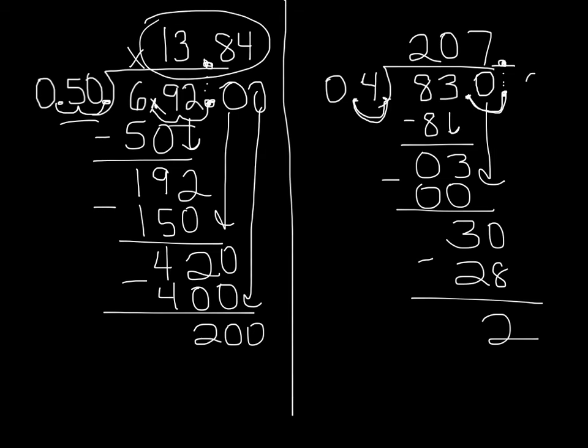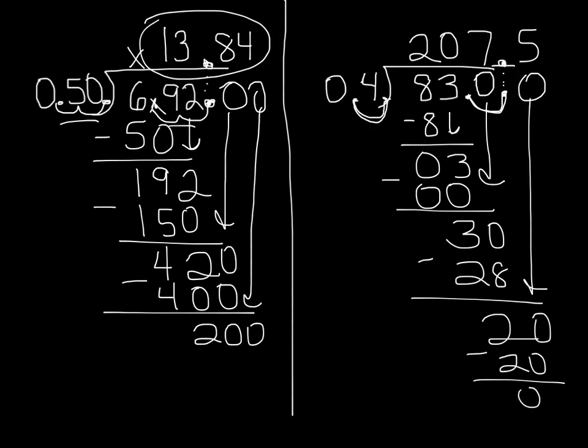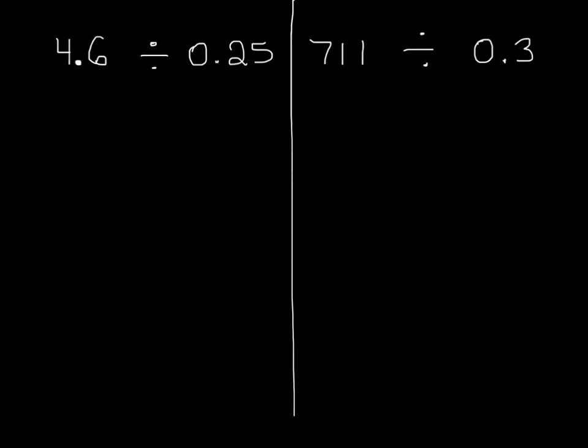Now I need to bring down a 0, so I add a 0 there, bring it down. 20 divided by 4 is 5. 5 times 4 is 20. Got none left over, and here's my answer, 207 and 5 tenths.